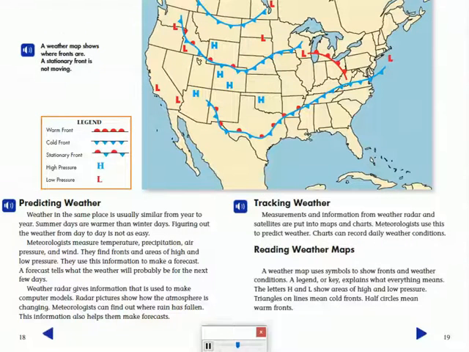Reading weather maps. A weather map uses symbols to show fronts and weather conditions. A legend or key explains what everything means. The letters H and L show areas of high and low pressure. Triangles on lines mean cold fronts. Half circles mean warm fronts.